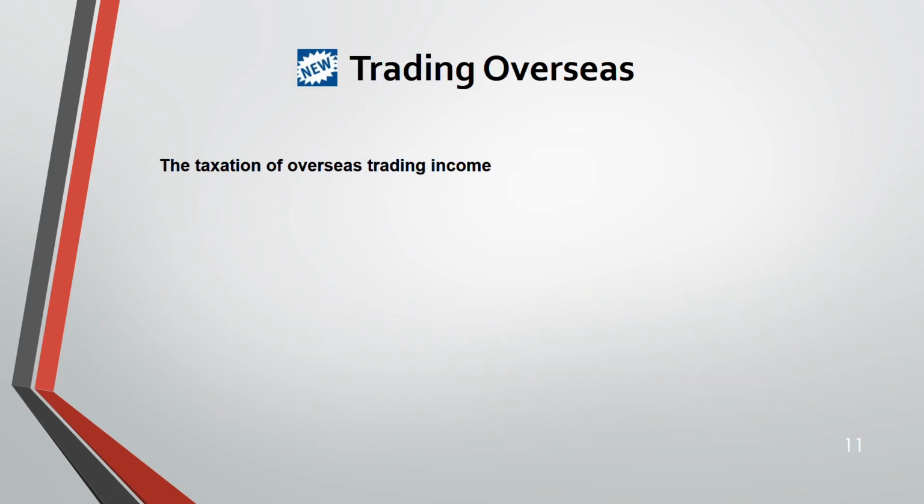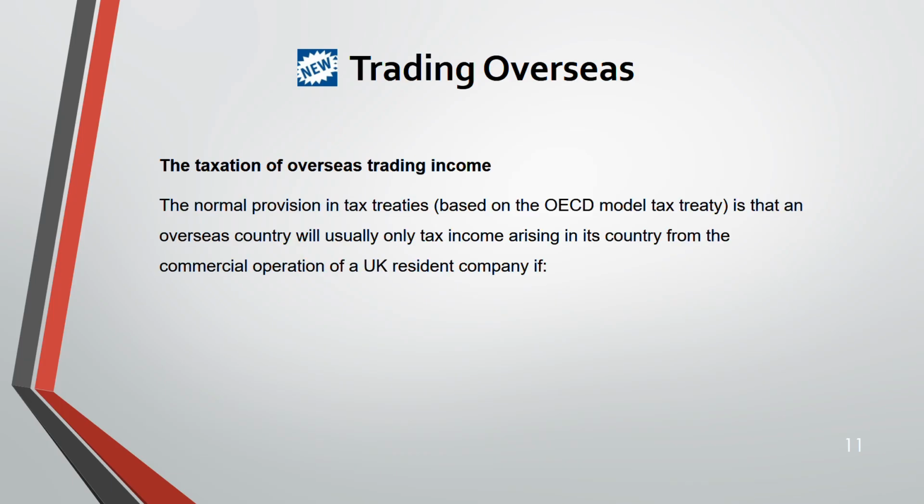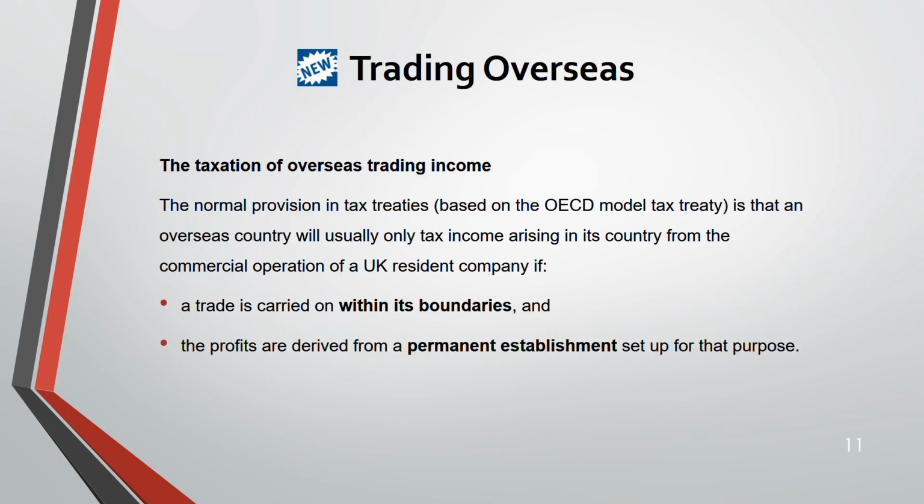Now, so that's it for the model. Now we are moving on to taxing the overseas trading income. So the normal provision in tax treaties is that the overseas country will usually only tax income arising in its country from the commercial operation of a UK resident company if trade is carried on within its boundary and profits are derived from a permanent establishment set up for that purpose.